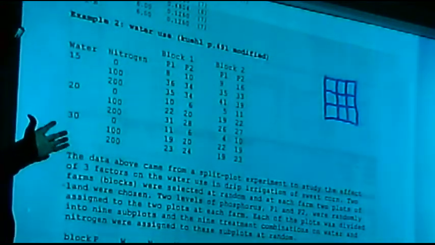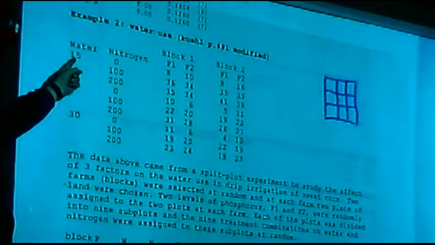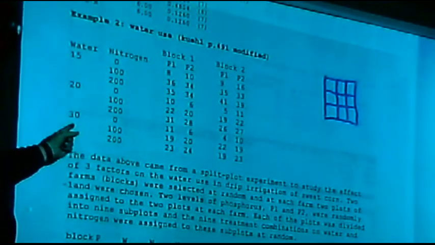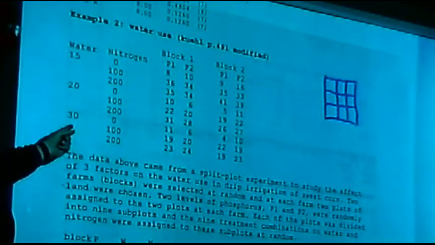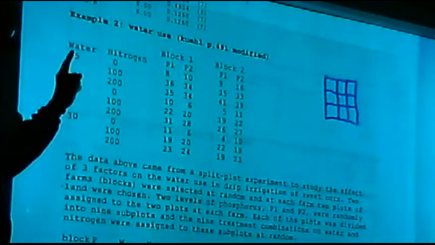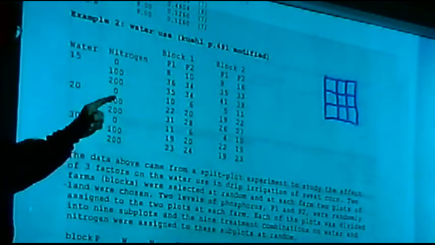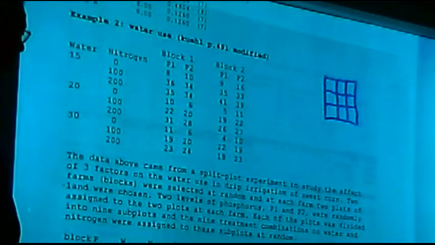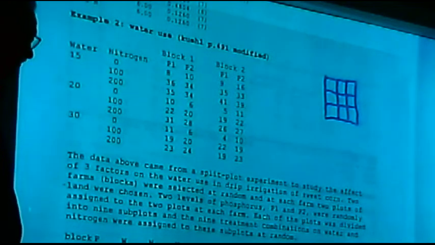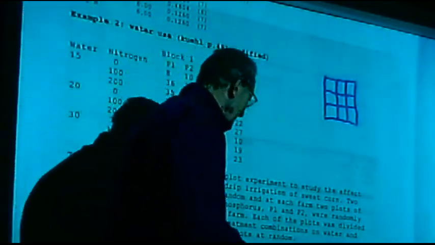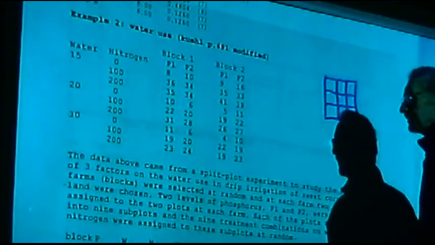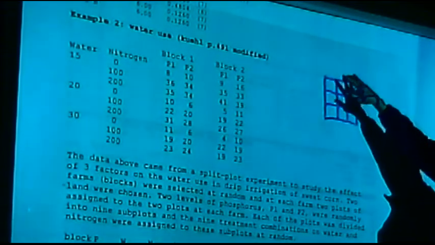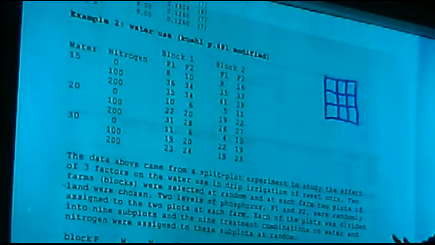So this doesn't say in row 1 you use water 15, in row 2 you use water 20, and in row 3 you use water 30. It doesn't say to do that. It says assign these 2 factors to those 9 subplots at random. So that's what's supposed to be done. So the easy way, putting 3 different waters in separate rows, and then the 3 different nitrogens in separate columns. The easy way is not the way to do it.